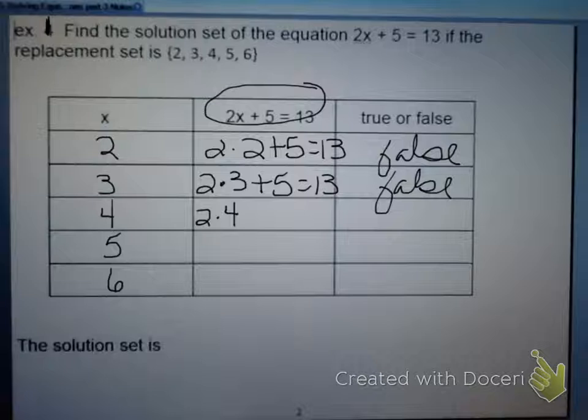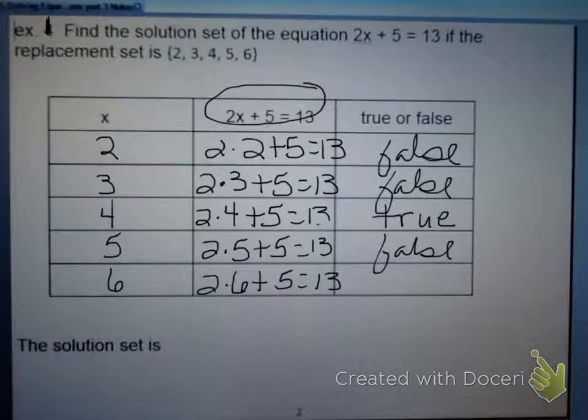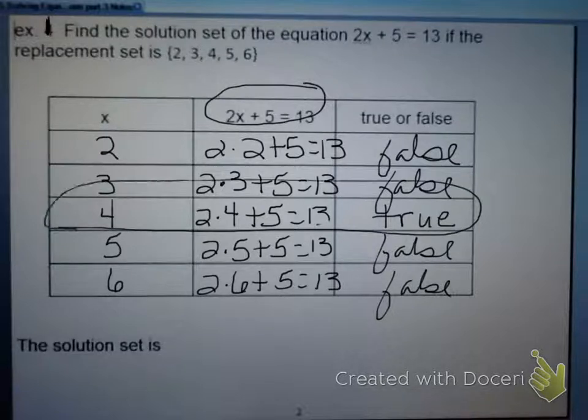Now let's try 4. 2 times 4 is 8, plus 5 gives me 13. So that is a true statement. 2 times 5 is 10, plus 5 is 15. That is false. And 2 times 6 is 12, plus 5 does not give me 13 either, so that is false. So the only one that made it a true statement was 4. So the solution set, which we put in braces, is 4.